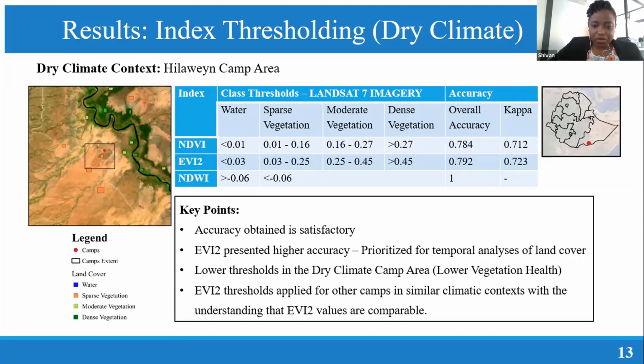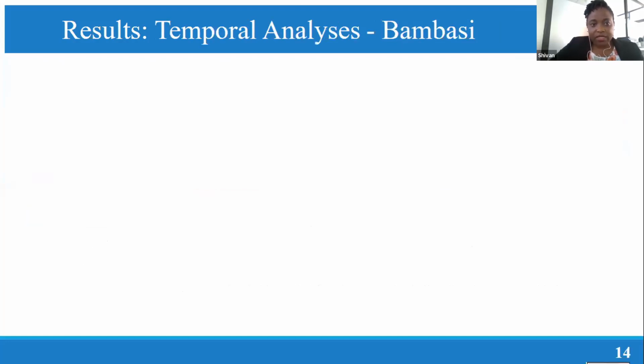And the EVI2 thresholds were applied for other camps in similar climatic contexts with the understanding that the EVI2 values were comparable. And this is because we're focusing on quick and rapid analysis of large temporal coverage. And because of this, we applied these thresholds across time and across camps with a similar climatic context to see if it is helpful for us. Of course, we know climate will be a big factor, but we wanted to test that.